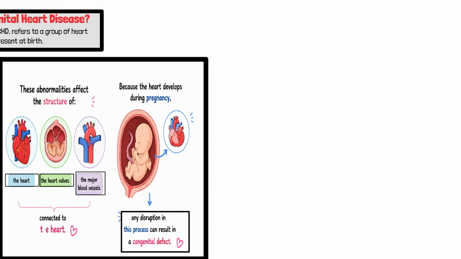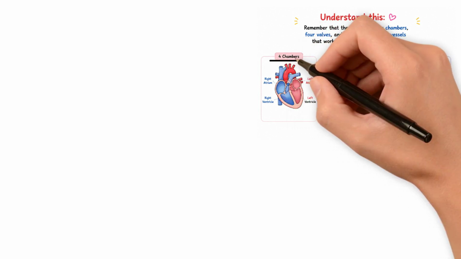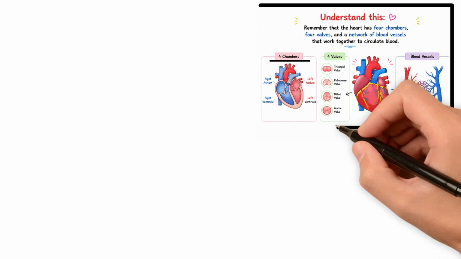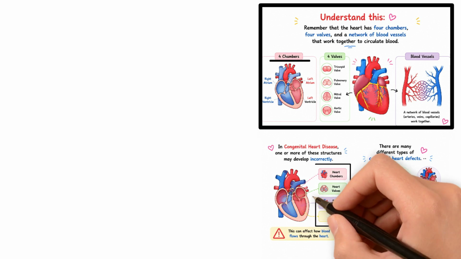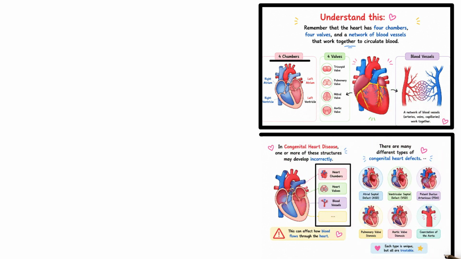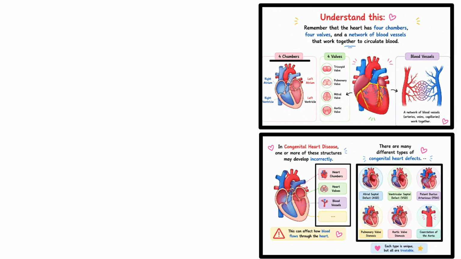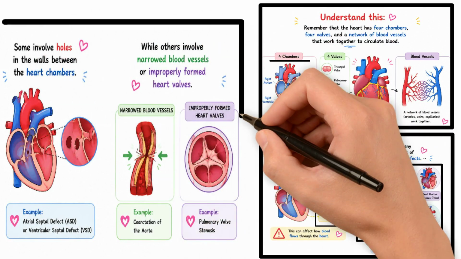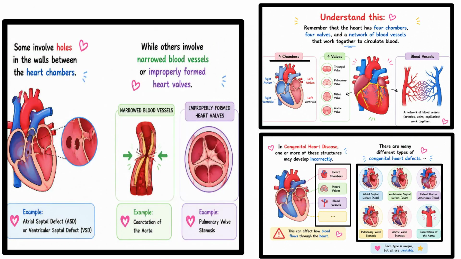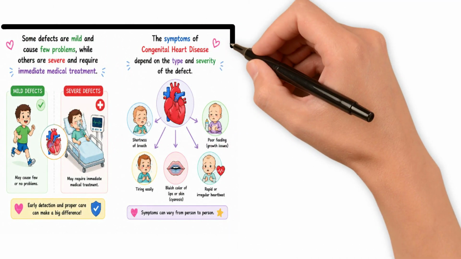To understand this, remember that the heart has 4 chambers, 4 valves, and a network of blood vessels that work together to circulate blood. In congenital heart disease, one or more of these structures may develop incorrectly. There are many different types of congenital heart defects. Some involve holes in the walls between the heart chambers, while others involve narrowed blood vessels or improperly formed heart valves. Some defects are mild and cause few problems, while others are severe and require immediate medical treatment.